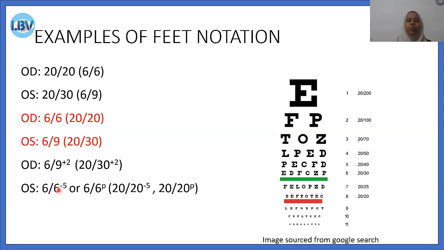And this is about plus 2, minus 5. Depending upon the number of letters read extra or the number of letters missed, you just place the same thing on feet notations as well. So there is nothing to convert regarding this because it just denotes the number of letters. So that will remain the same. You can also write 20 partial.